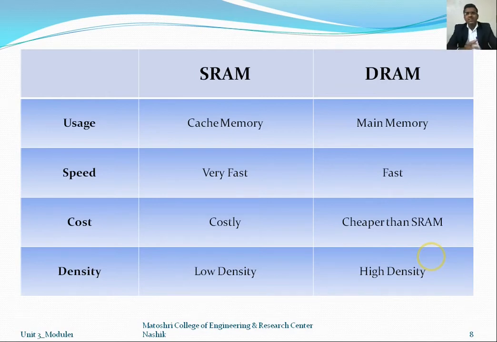Density. The density is nothing but the number of memory cells per unit area. That is, how many unit memory cells we utilize per unit area. The density of the SRAM is low because a very small number of cells fit in a large unit area. Whereas in the case of DRAM, the density is very high. This is the aspect from which we differentiate between SRAM and DRAM.